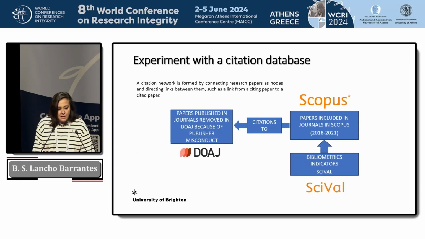So here is a schematic diagram of how we did the experiment. It's just for you to see how we did it. We selected the 21 journals in DOAJ, and we identified the papers which cited these journals in Scopus, and then we applied indicators from SciVal.